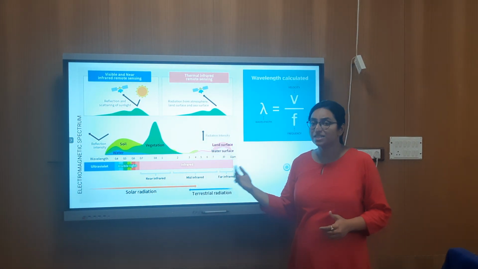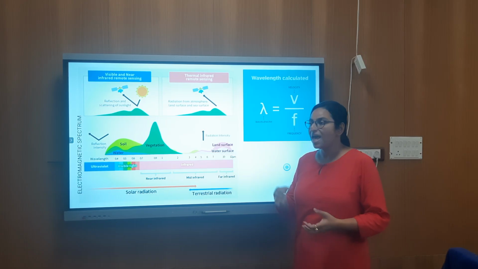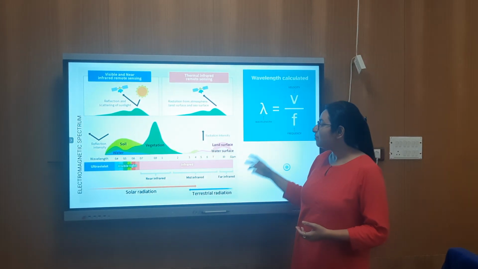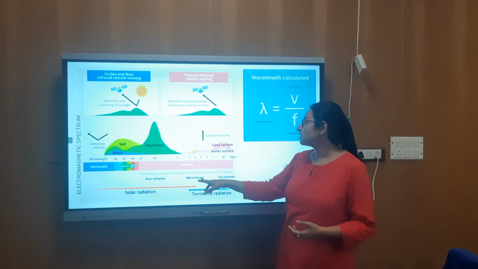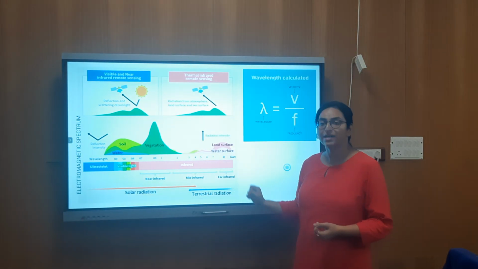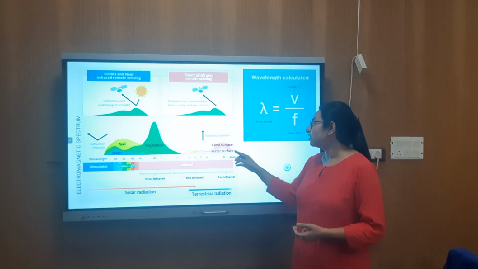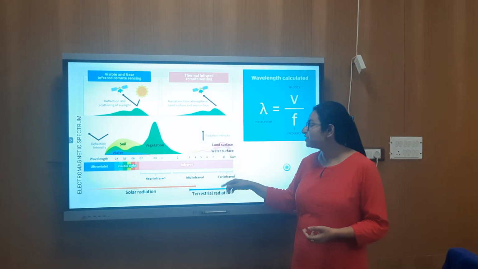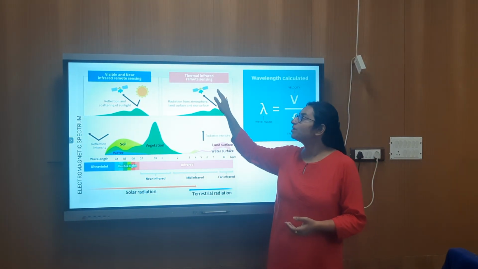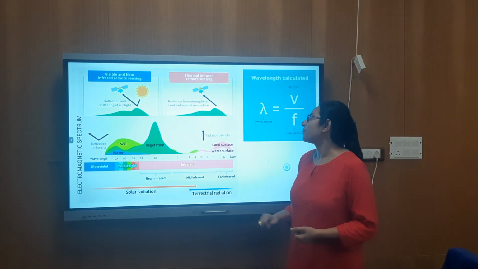But as we already discussed, there is a part that is absorbed by the target and then it's emitted later. That emitted energy is in the range of mid-infrared to far infrared, and that is the terrestrial radiation emitted by the land and the water surface, and that comes under thermal infrared remote sensing, this part of the electromagnetic spectrum.